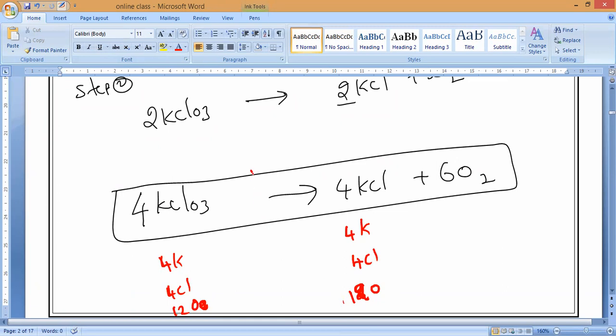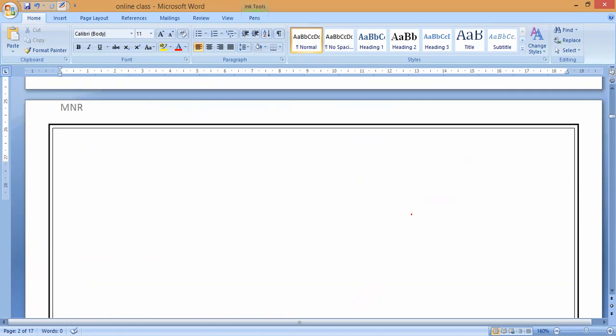But I will say this equation is not correct. This equation only is correct. Why, guys? Because we should always take the smallest, simplest number form, sir. Very good. So always you have to take the lowest possible numbers. Even with some other big coefficients the equation is balanced, but always you have to take the lowest possible numbers. Keep that in mind. Clear, guys? Any doubt?